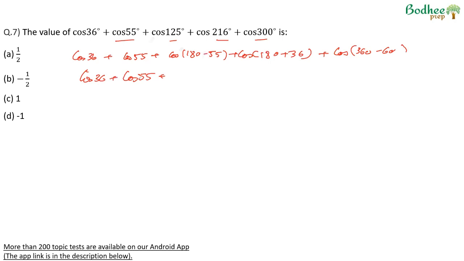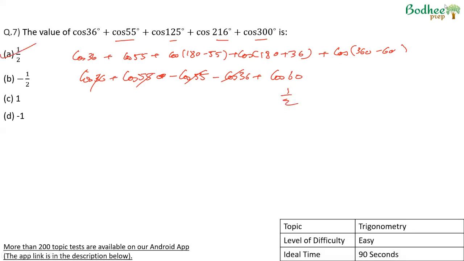180 minus 55 is second quadrant, so negative: minus cos 55. Cos 180, so cos does not change. 180 plus 36 is third quadrant, cos is negative: minus cos 36. Cos 360, so cos does not change. 360 minus 60 is fourth quadrant, so positive: cos 60. This and this cancel, this and this cancel. The answer is simply cos 60, and the value we know is 1 by 2. Option A. I think an easy question, not more than a minute and a half to solve.